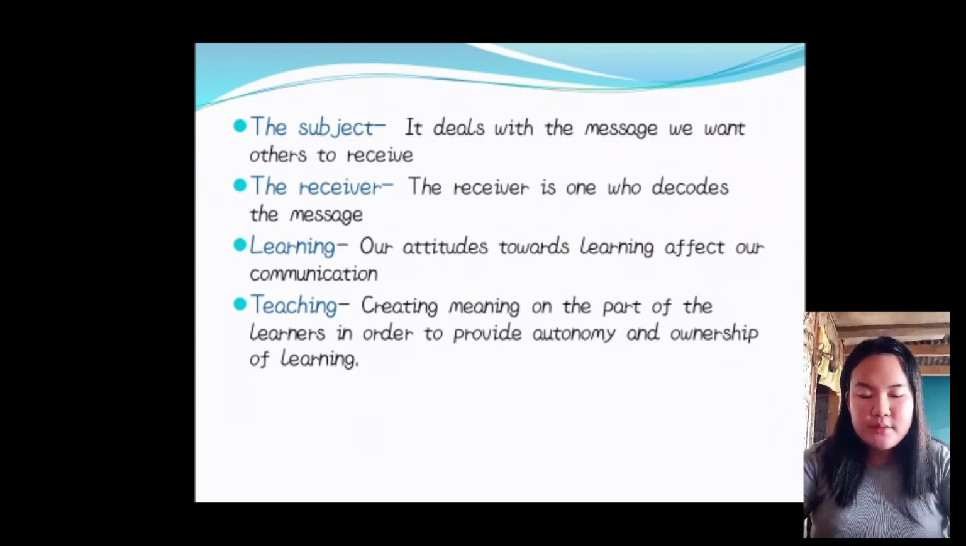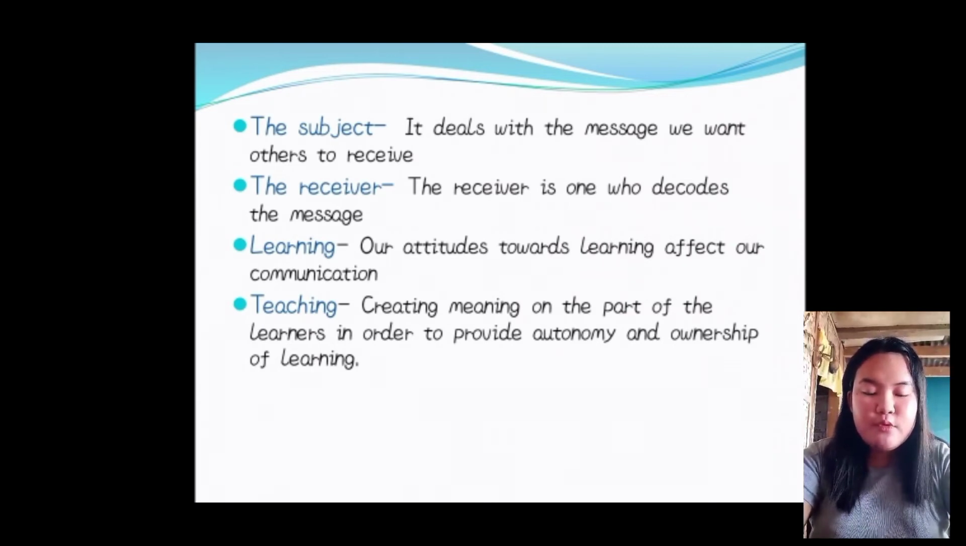Next is learning. Our attitudes towards learning affect our communication and teaching, also creating meaning on the part of the learners in order to provide autonomy and ownership of learning. So, communication is key in the classroom. So, successful learning is generally considered to require only 50% knowledge to 50% communication skills. So, as a result, a teacher should be proficient in all four modes of communication in a classroom. So like listening, speaking, reading, and writing, and should know how to utilize this proficiency effectively in school environment.